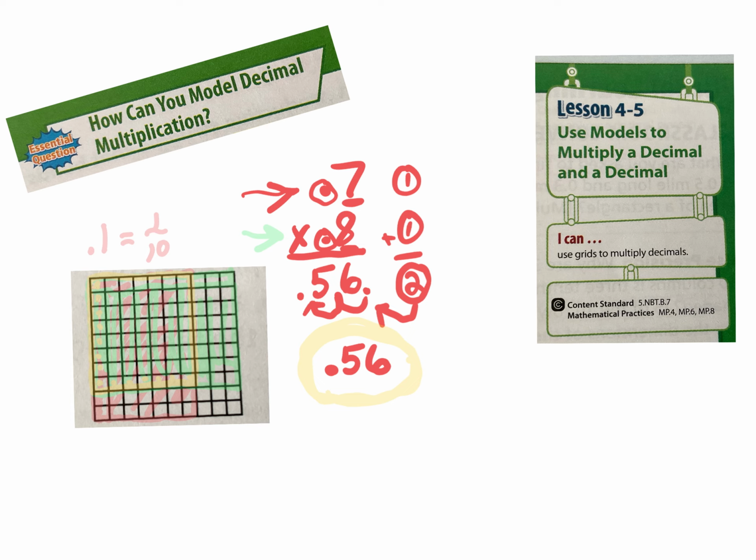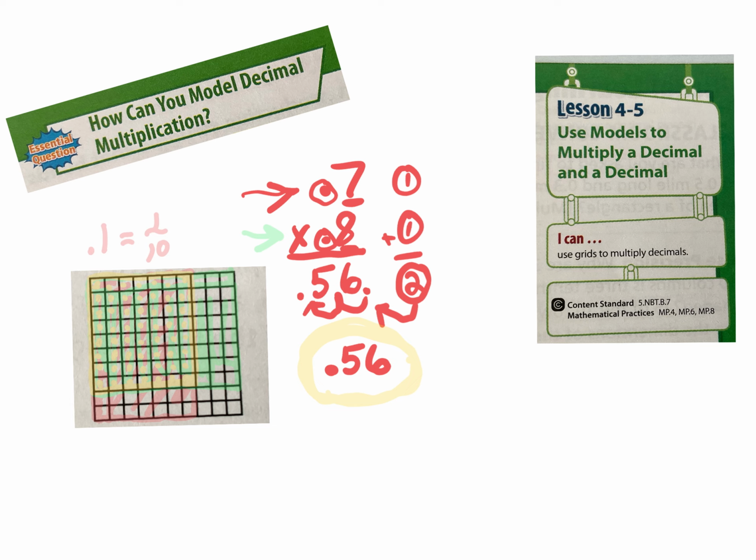So we got 1, 2, 3, 4, 5, all the way up to 56. So if you don't believe me, you can count them out.